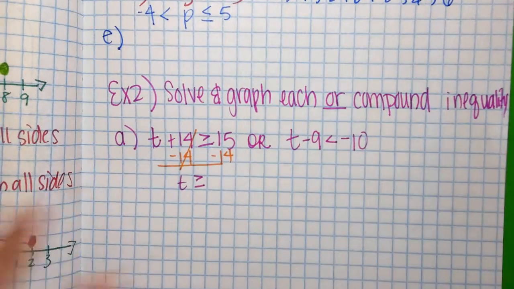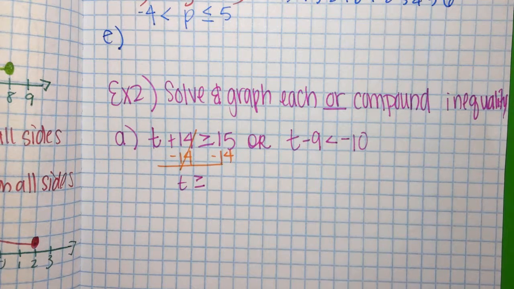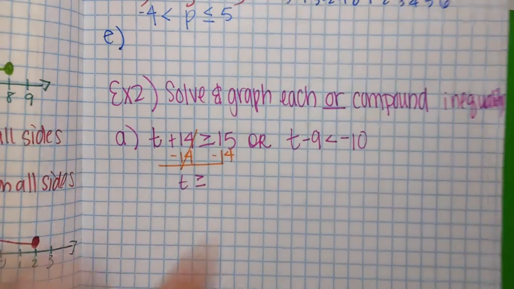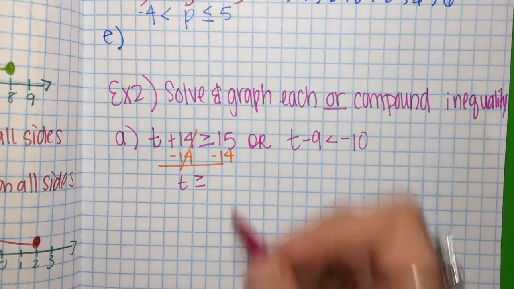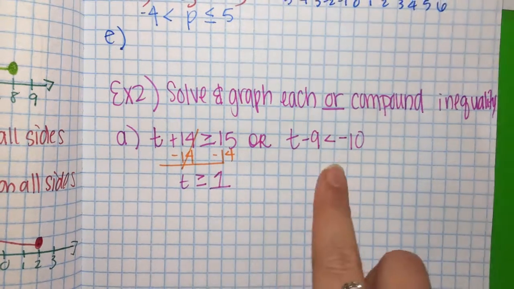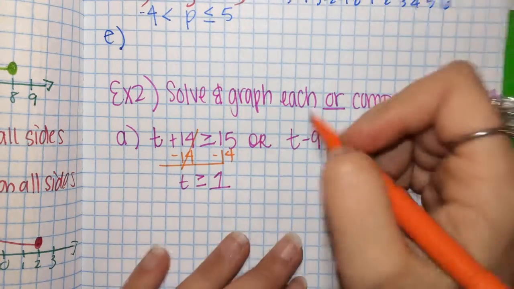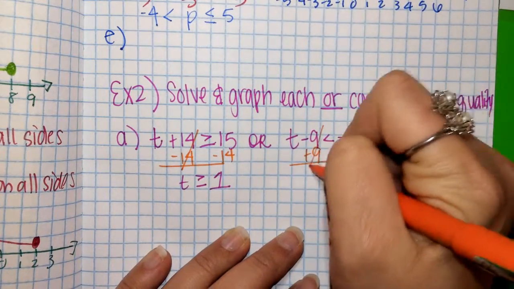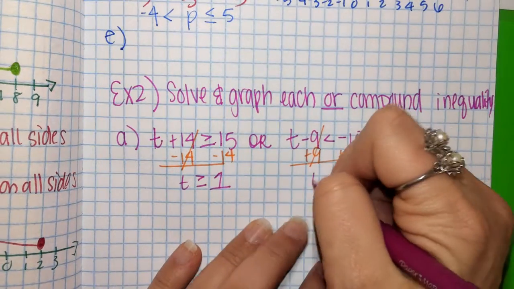Do I flip my sign? No. Why? Because they don't multiply or divide. Fantastic. All right, what's 15 minus 14? 1. Am I done? No, you can do the other one. I gotta do the other side. Awesome. What would I do over here? Plus 9. It's negative 1.